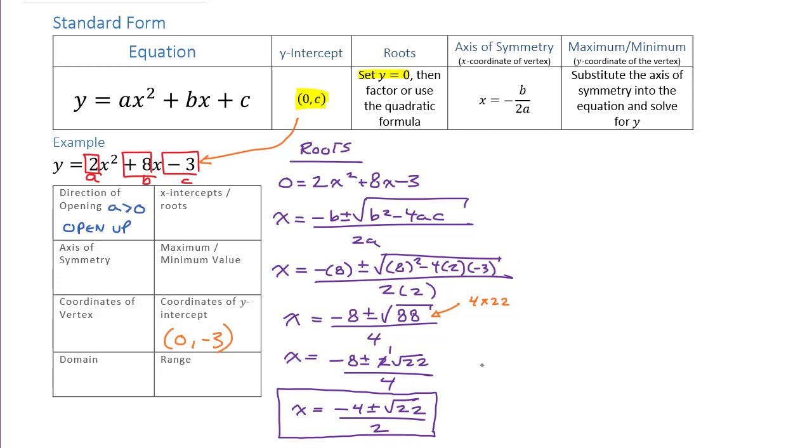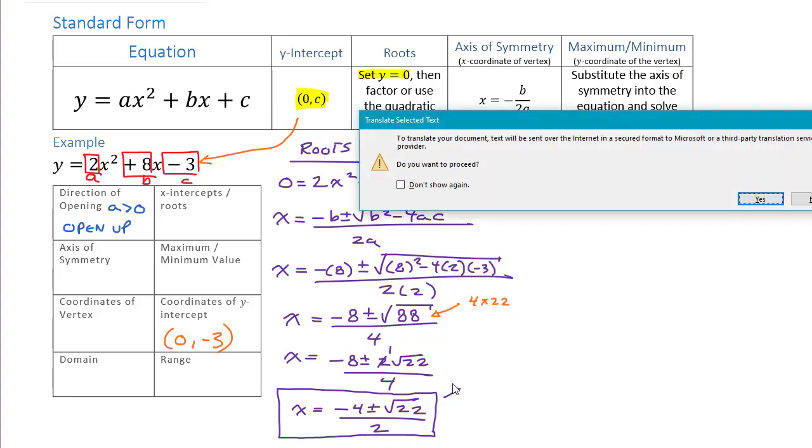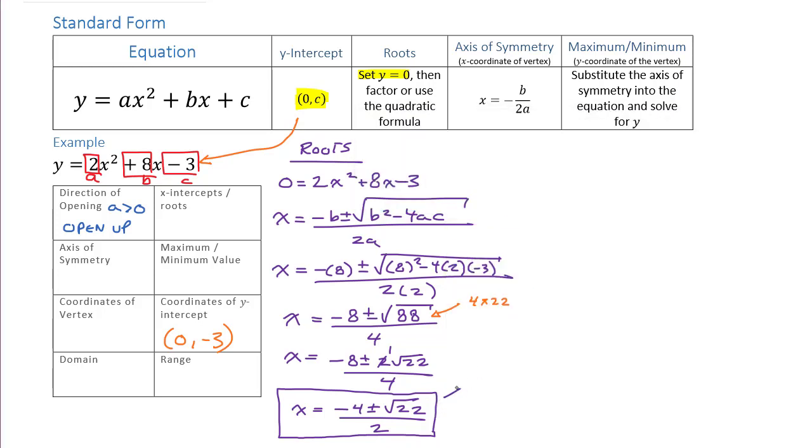Now, if we want to graph this, I can obviously punch this into my calculator: negative 4 plus the square root of 22, divided by 2, and negative 4 minus the square root of 22, divided by 2. We're going to get 2 possible roots. So x could equal approximately 0.3, or x would equal approximately negative 4.3. So there are my 2 roots as a decimal and as an exact answer.